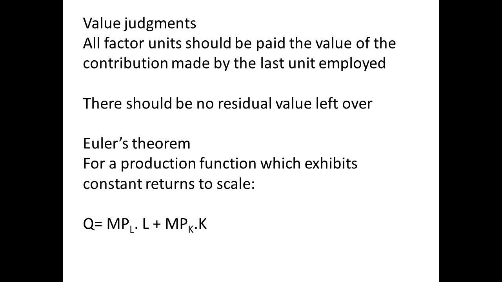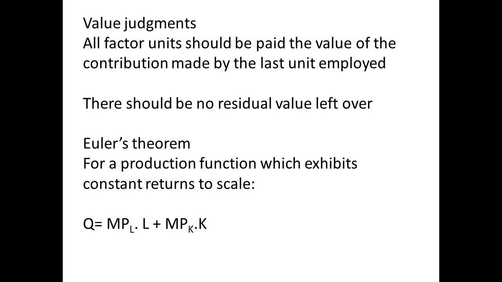Marginal productivity theory suggests all factor units should be paid the value of the contribution made by the last unit employed. This is a value judgment of a fair and just reward. If all factors are paid the value of their marginal products, then there should be no residual value left. This proposition was put forward as Euler's theorem, in the form that the aggregate quantity should equal the product of the marginal product for labour and units of labour, plus the product of the marginal product for capital and amount of capital.